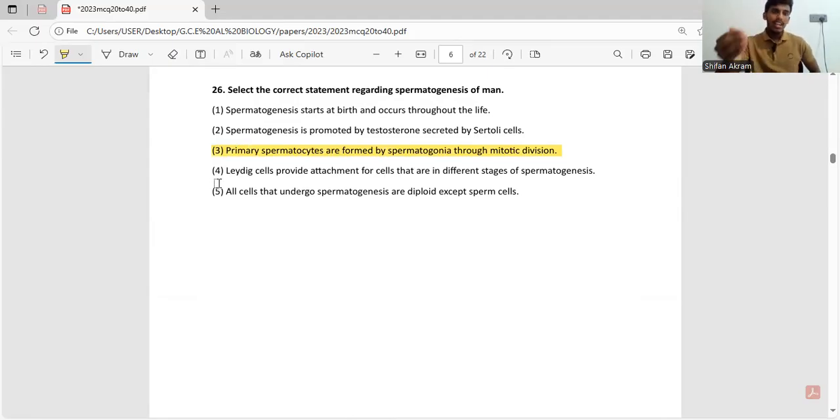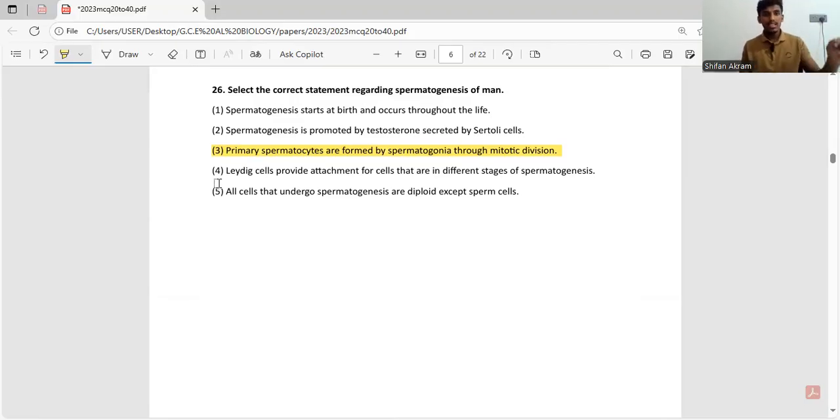Fourth statement: Leydig cells provide attachment for cells that are in different stages of spermatogenesis. No, this statement is wrong. Why? They are not the Leydig cells. It is the cells present inside the testis, the Sertoli cells. The Sertoli cells provide nourishment and attachment for all the different kinds of cells in spermatogenesis, like the primary spermatocyte, secondary spermatocyte, the spermatids, the spermatozoa. All these cells are nourished by the Sertoli cells.